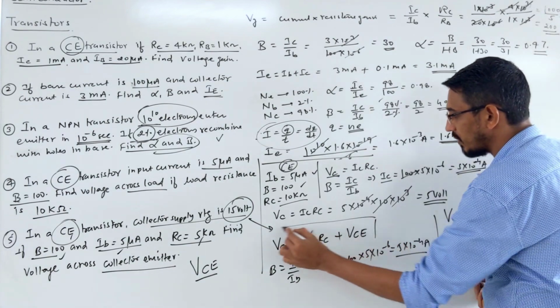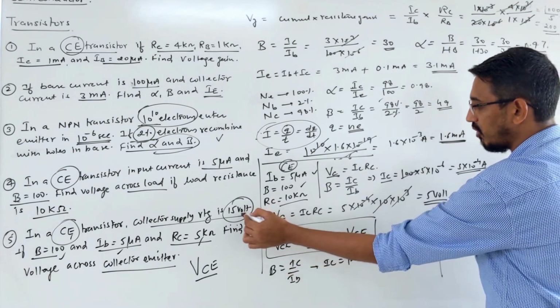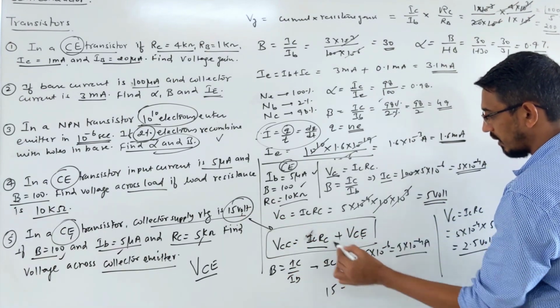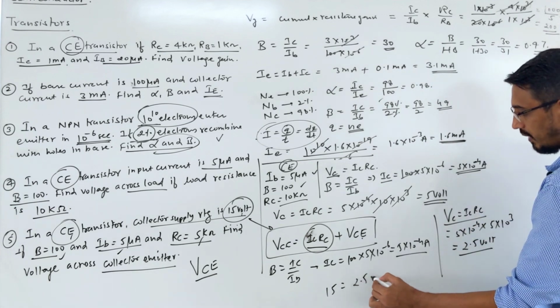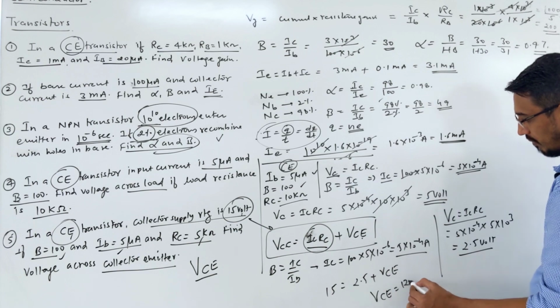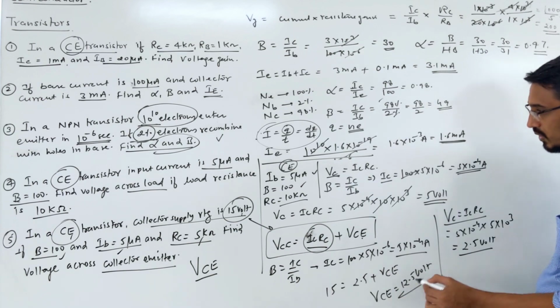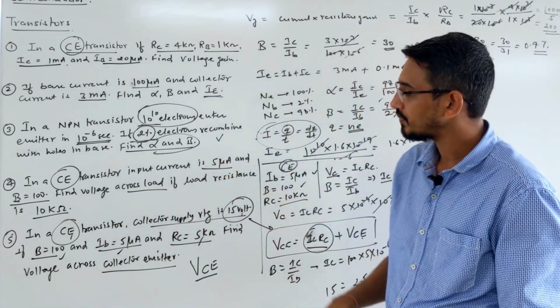Now use this equation to find VCE. VCC, the output battery, is given as 15 volt. ICRC we have calculated as VC, which is 2.5 volt, and we have to calculate VCE. So VCE becomes 12.5 volt. These questions I will mainly do in terms of circuits, so you will understand better.